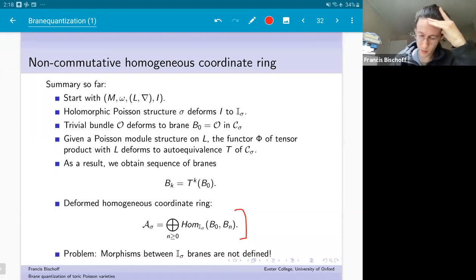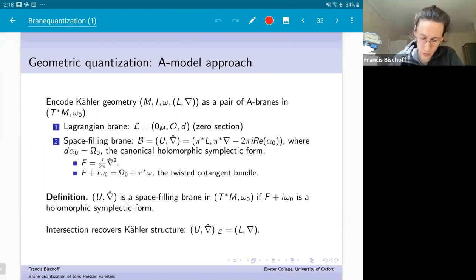So to start, I want to explain how this works in the case of geometric quantization of a Kähler manifold. So going back to this example. The main idea here, and this is actually something that goes back to Donaldson's work, although it wasn't phrased in this way, is to encode the Kähler manifold as a pair of A branes in the cotangent bundle of the manifold. So here are the two branes.